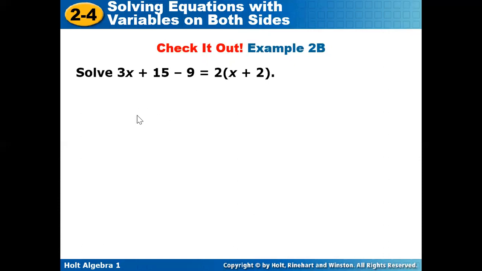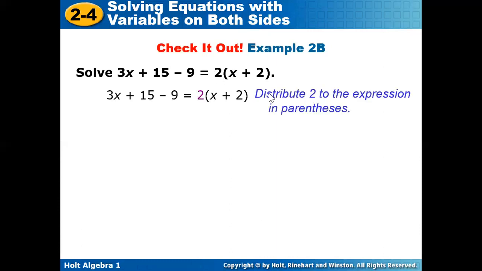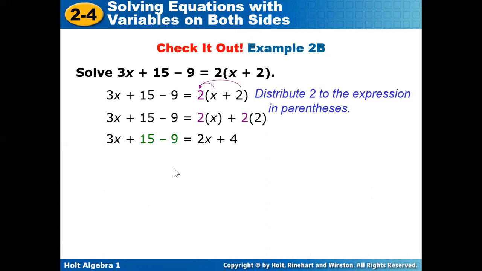The first thing that you need to do, of course, is your parentheses. So we are going to distribute this +2 to both the x and the 2, right? 2 times x is 2x. 2 times 2 is 4. And once again, we have not done anything over here yet. So we're just going to keep on bringing it down and make sure that we write everything the exact same way. We get 2x plus 4 on this side of the equal sign.